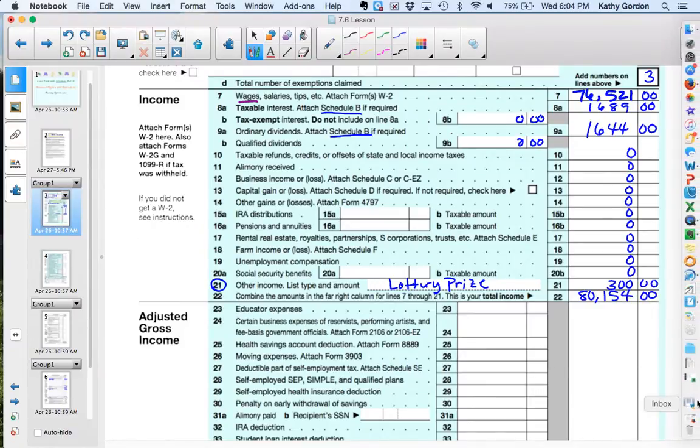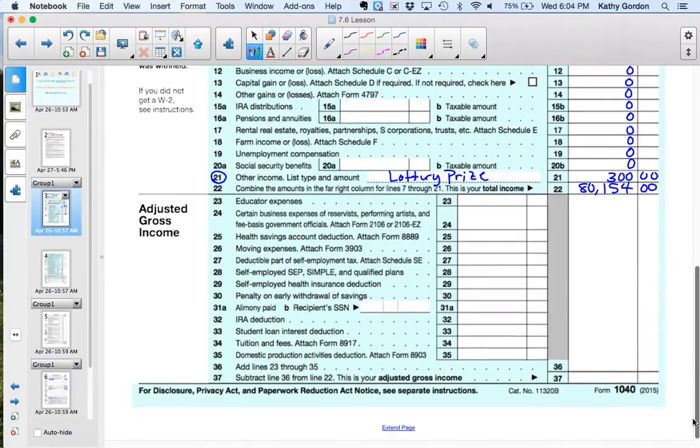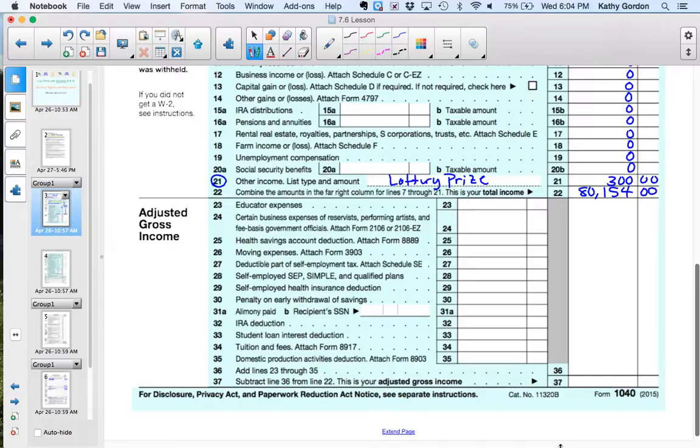All right, now that we know what our actual income is, now it's time to make some adjustments. Okay, so did we have any educator expenses? If you look on the scenario, it says that Margaret taught night classes and did have some educator expenses totaling $133, and so that's going to go in line 23.